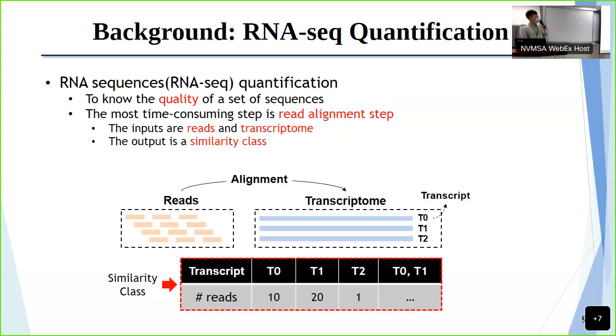The output of read alignment is the similarity class. The similarity class records how many reads are most similar to each transcript. Quantification requires that we iterate over all reads and compare each of them to every transcript. So next, I will introduce software that can finish this step in an efficient way.